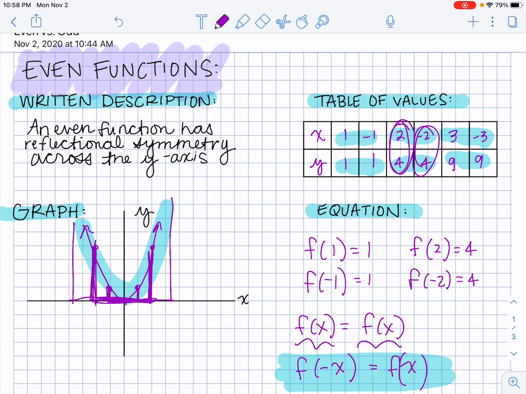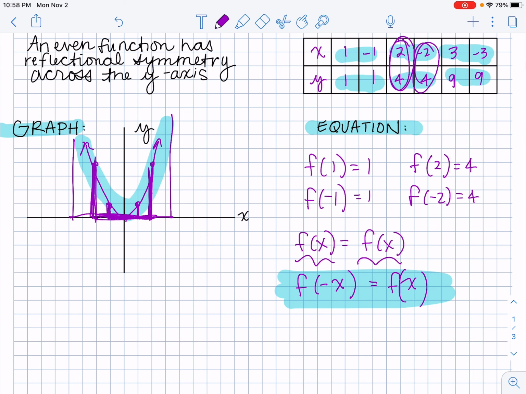And to generalize that, if I were to plug in the opposite of x into the function, if I were to find f of the opposite of x, I will get back the same number as if I were to plug in x. f of the opposite of x is equal to f of x. And that, my dear students, is the definition for what it means to be an even function.